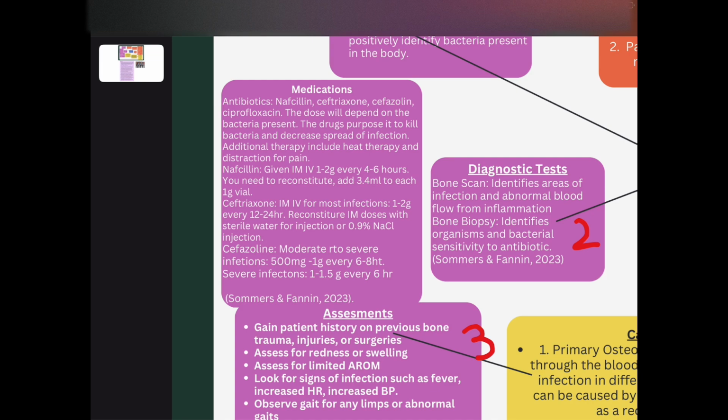Ceftriaxone is going to be IM/IV for most infections, and it's going to be 1 to 2 grams every 12 to 24 hours. You're also going to reconstitute IM doses with sterile water for injections or 0.9% sodium chloride injection.